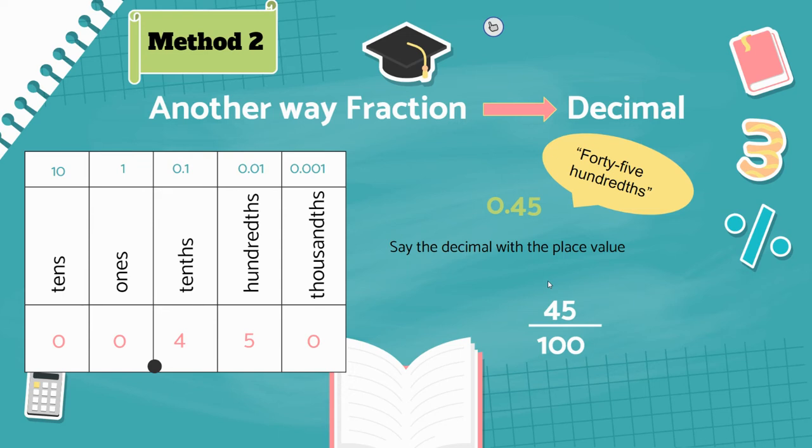So just by reading it properly, we know what place the last digit is in, which means you know what the denominator is going to be. Hundredths gives you 100. If it was tenths, it would give you a 10. So only one step, and you're done.